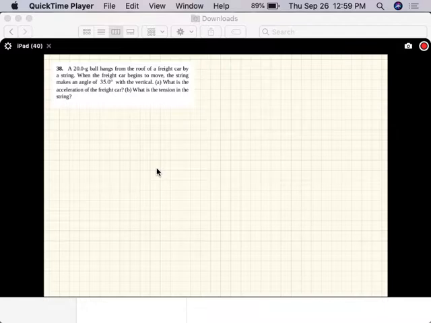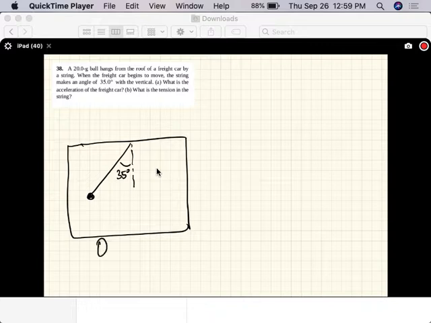Okay. So here's the roof of the freight car, and here's the ball. They tell you this angle is 35 degrees. Okay, and we'll draw the freight car. Even give it wheels. How's that? It's a fine freight car. There you go. Okay, so there's the acceleration.